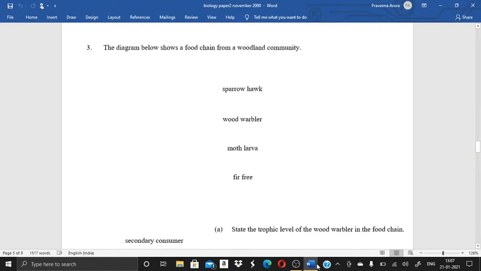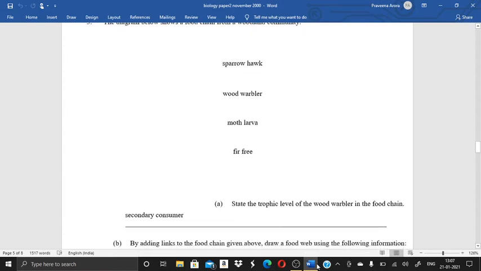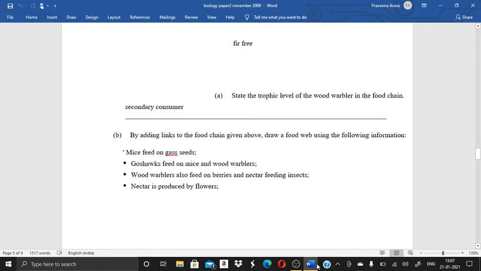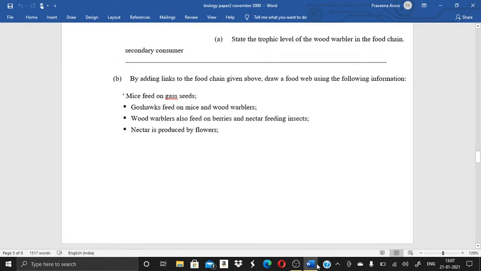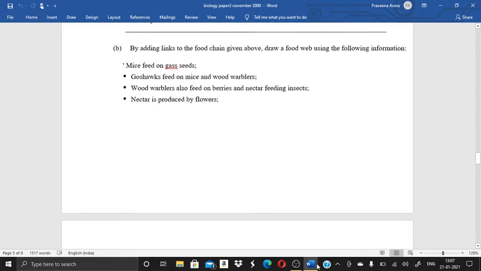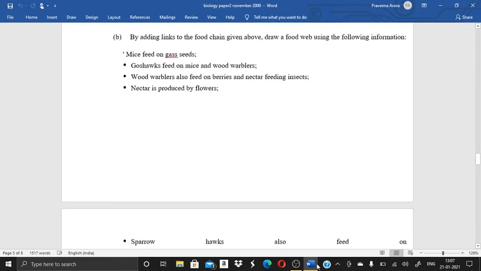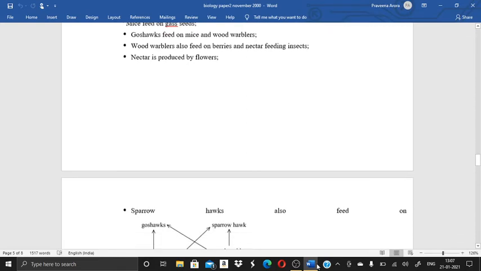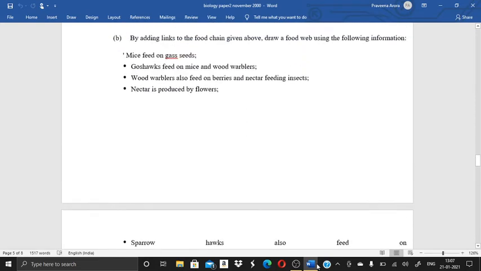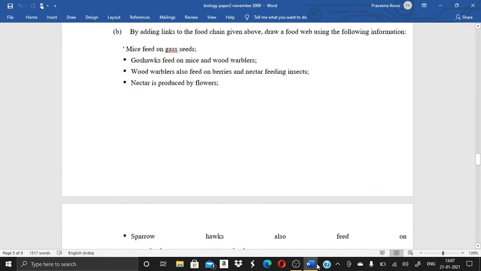The diagram below shows a food chain from a woodland community. You have to give the first answer, that is, state the trophic level of the wood warbler in the food chain. That is secondary consumer. Then, by adding links to the food chain given above, draw a food web using the following information. You have to draw the food web. The details have been given.